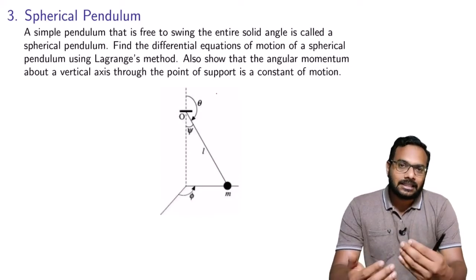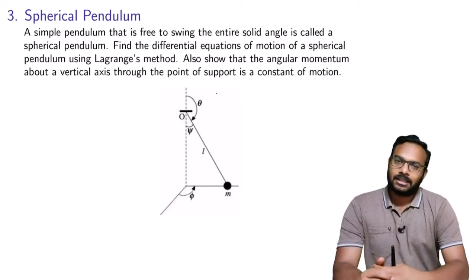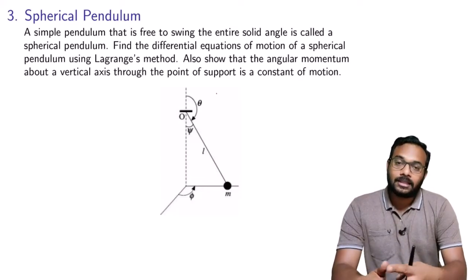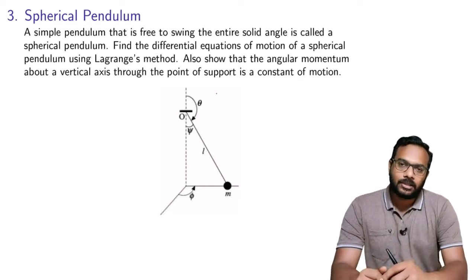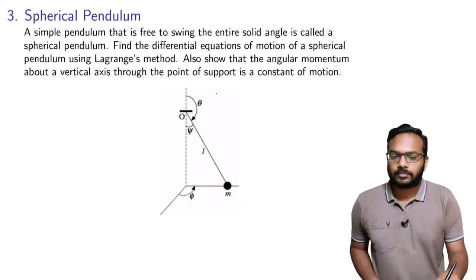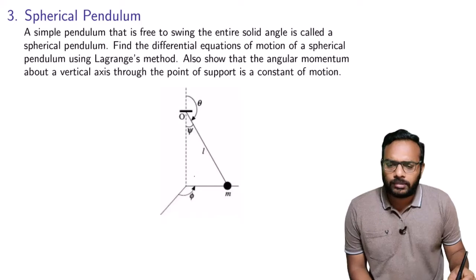If certain coordinates are cyclic, if certain coordinates do not appear in the Lagrangian, then the momentum conjugate to that particular coordinate will be a conserved quantity. That's what we need to find here. So how do we go about doing this one?